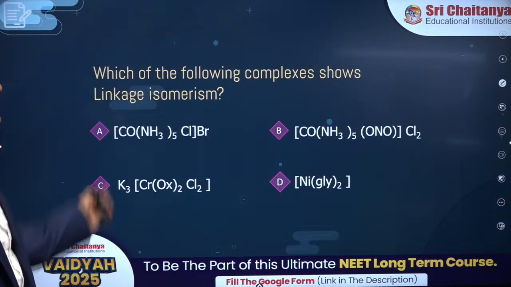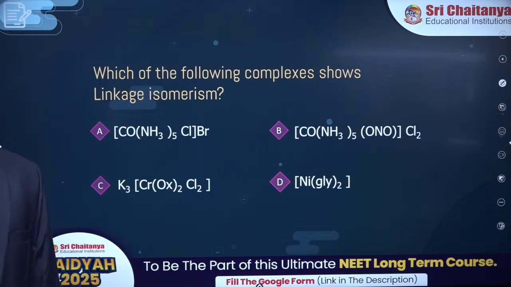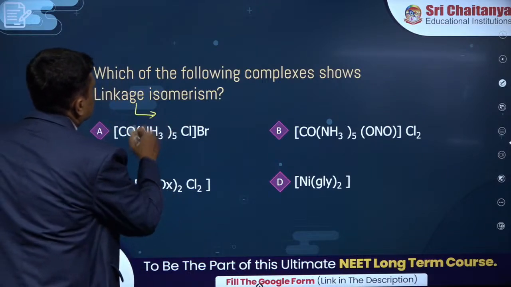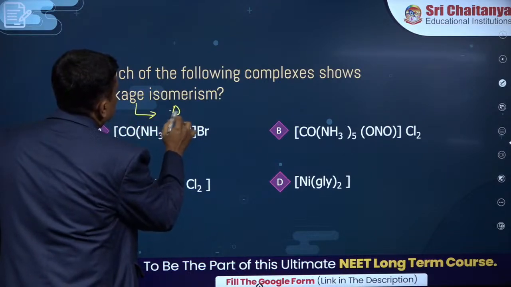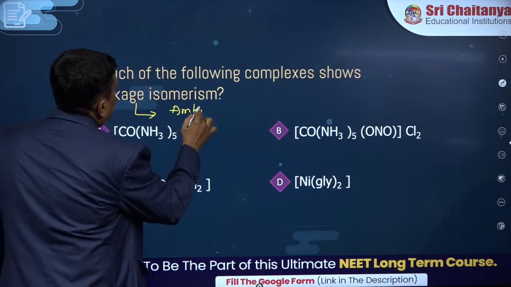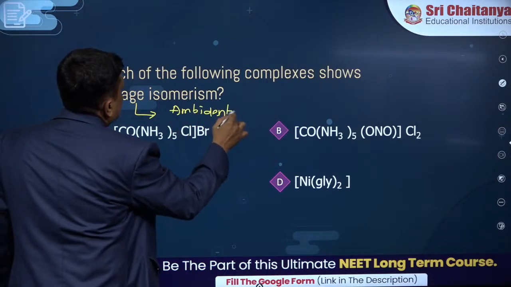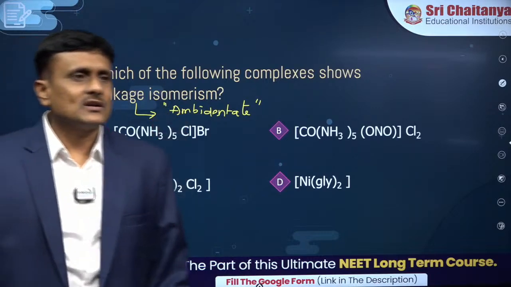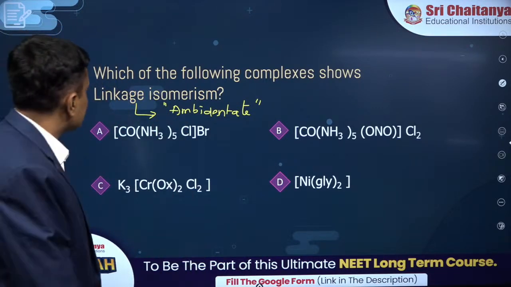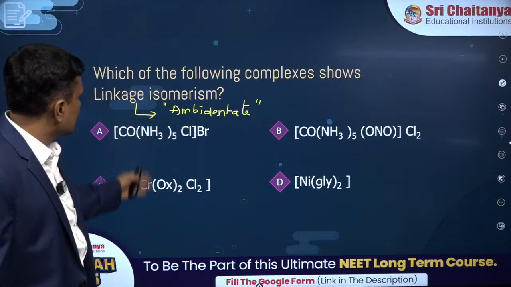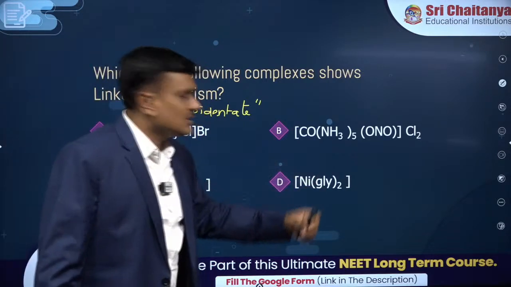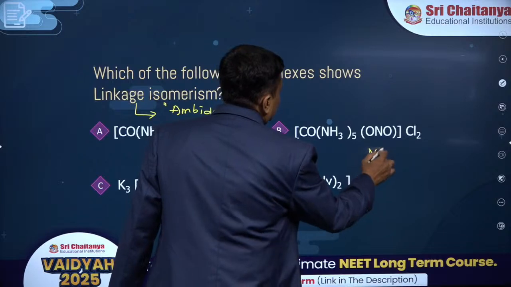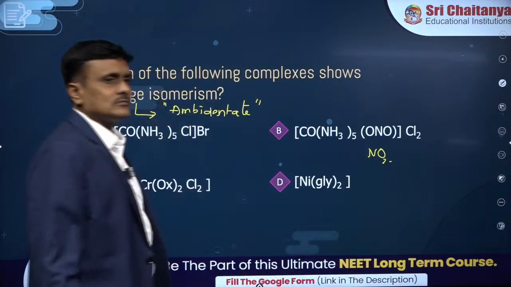Now, which of the following complexes show linkage isomerism? Linkage isomerism can be seen in complexes having ambidentate ligands. That means more than one donating center could be present. You can see all these have only normal ligands except for nitrito and nitro.